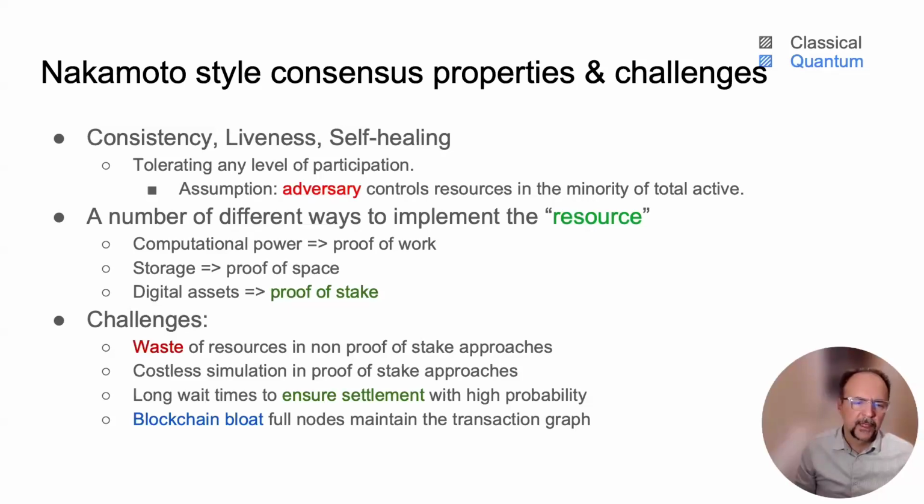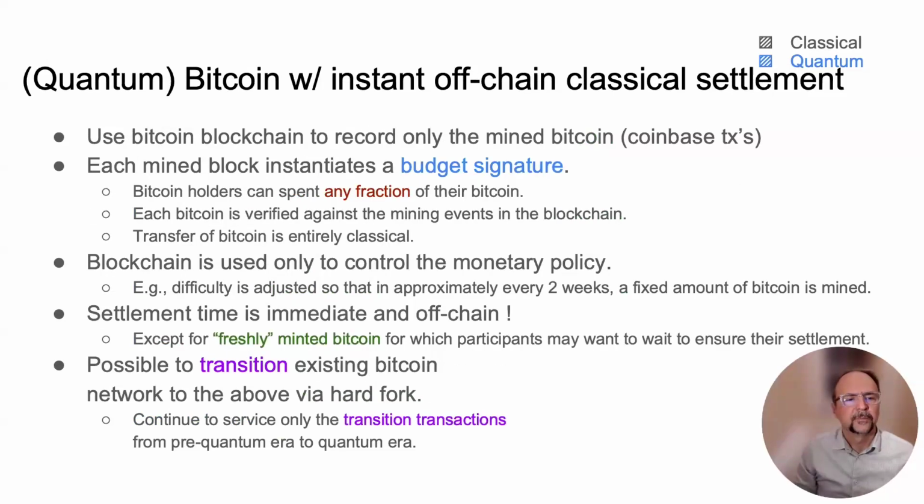Aside from the waste of resources that you get in non-proof of stake approaches, some other challenges are what is called costless simulation in proof of stake protocols, something that we'll explain in a moment, the long wait times to ensure settlement with high probability, and blockchain bloat, as it is sometimes called, that is, the fact that we have full nodes maintaining a large number of transactions, basically a transaction graph, in order to validate the protocol state.